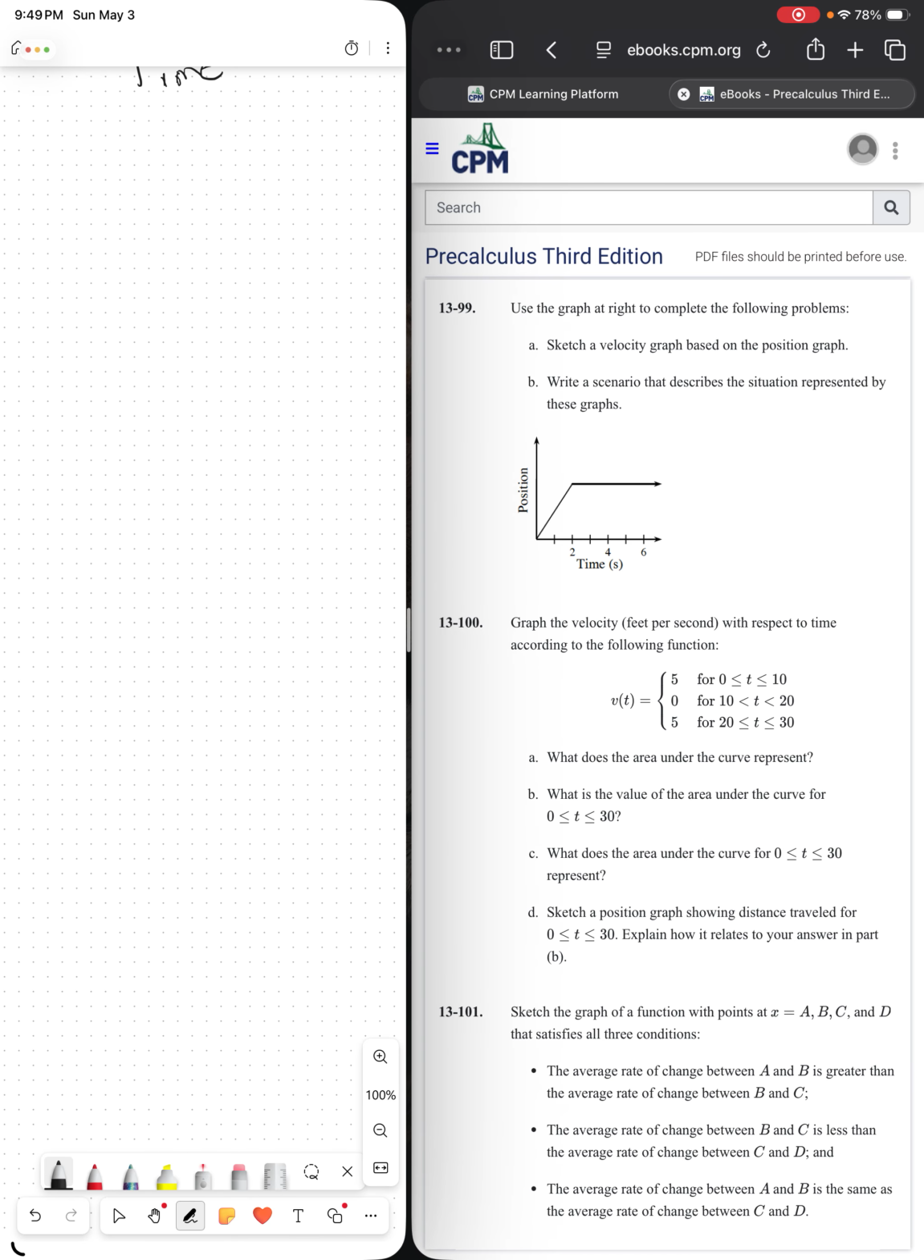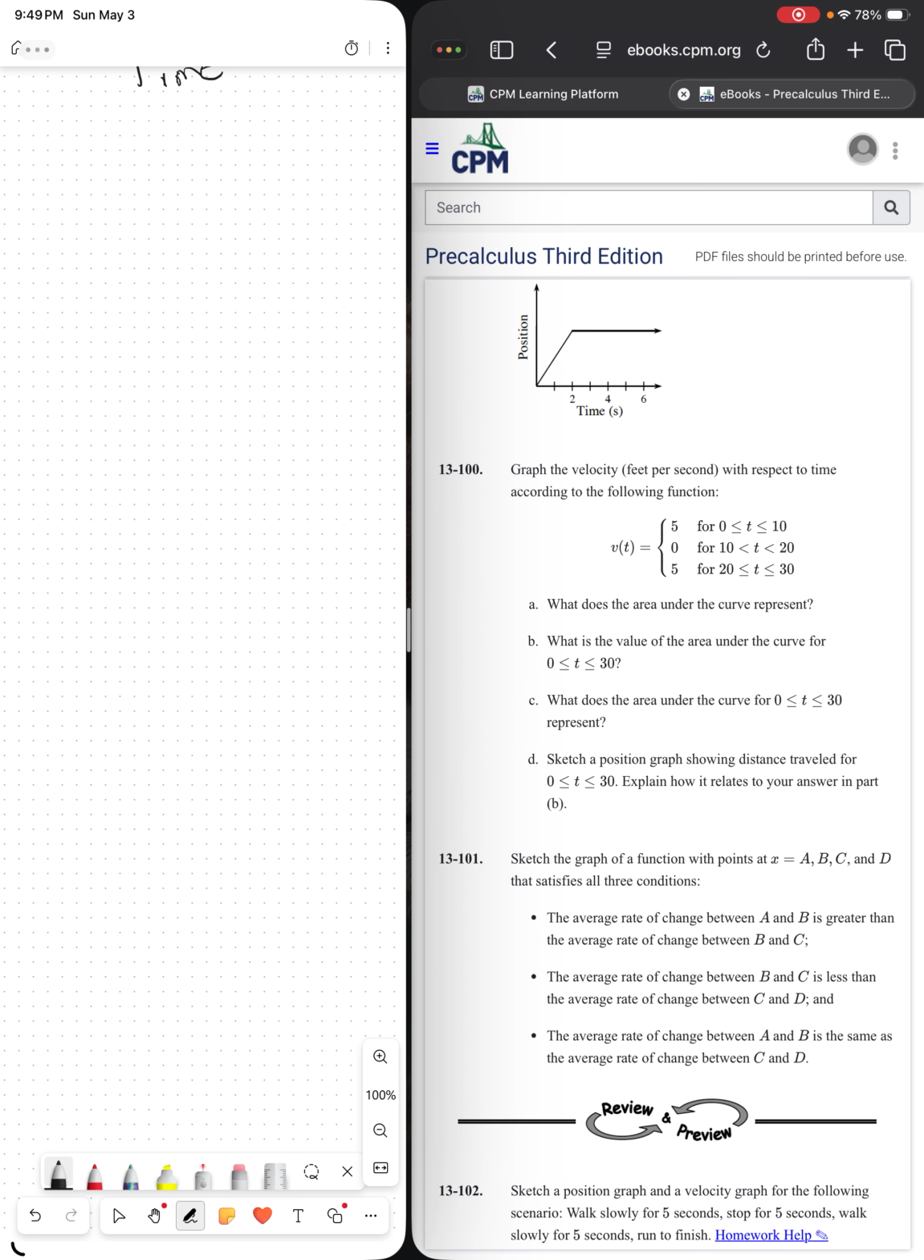100, graph the velocity with respect to time for this graph. All right, so we have a velocity of 5. So let's say this is 5. So we have a velocity of 5 for 10 seconds. We have 0 for 10 seconds. And then we have 5 for 10 seconds.